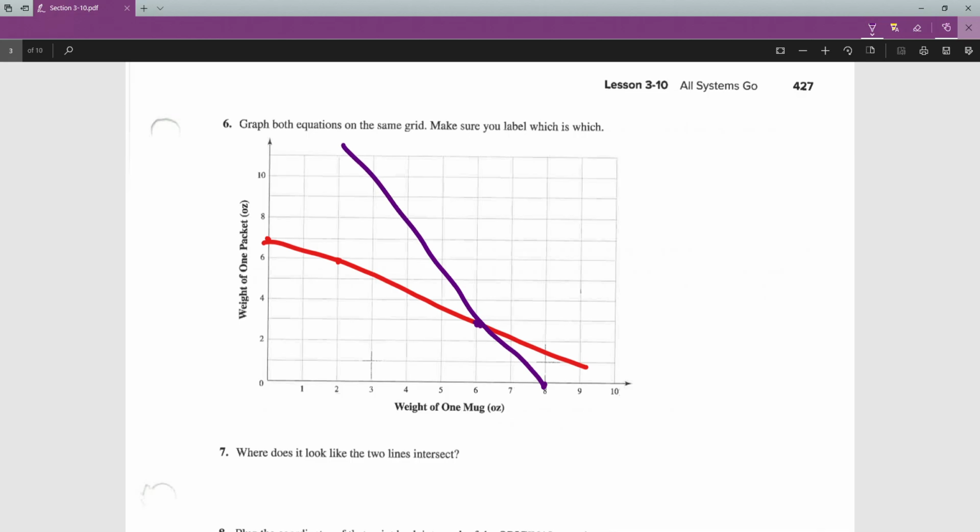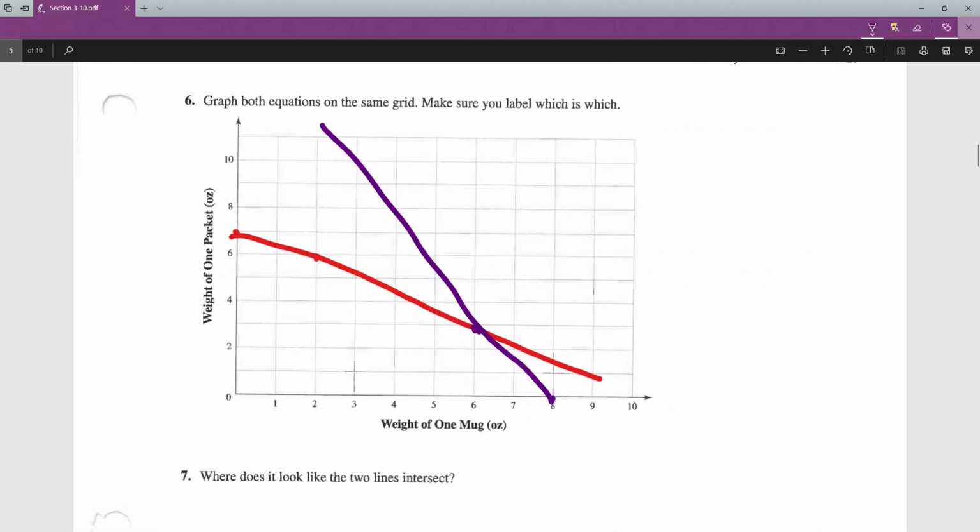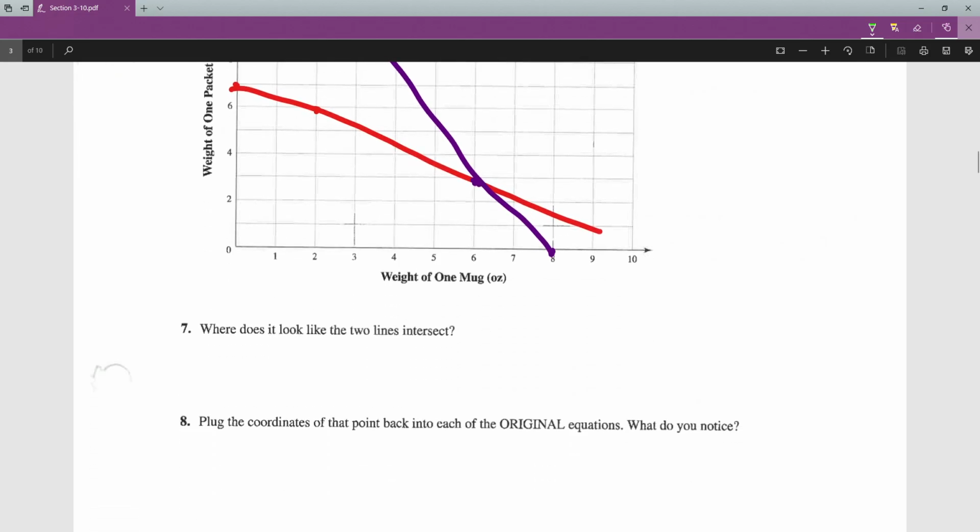Number 7 asks, where does it look like the two lines intersect? It appears that the two lines intersect at the point 6, 4. Right there.